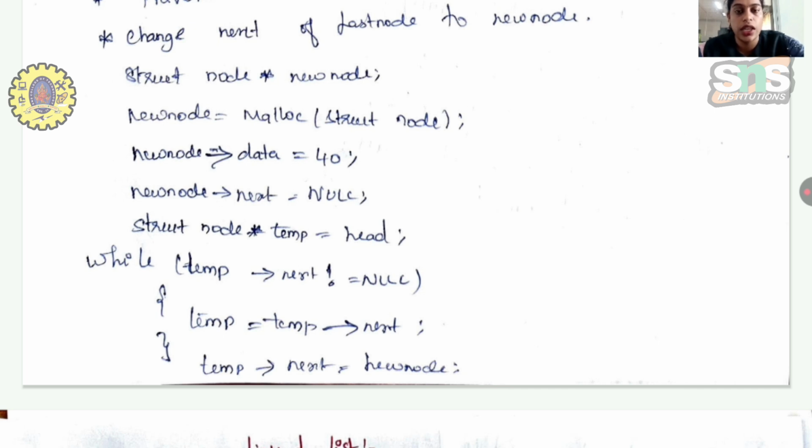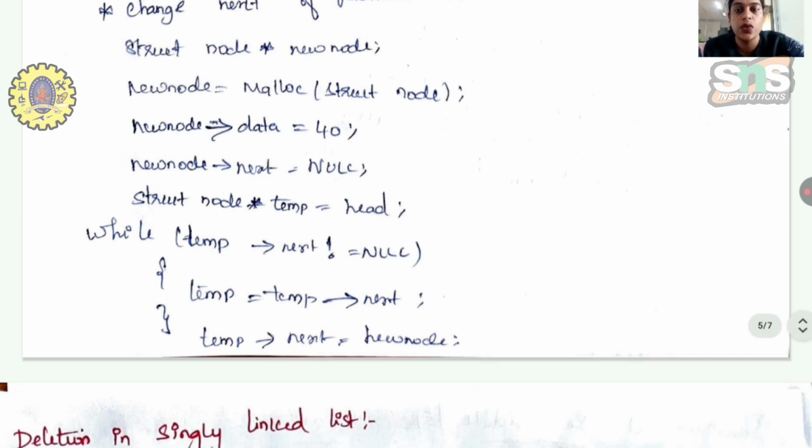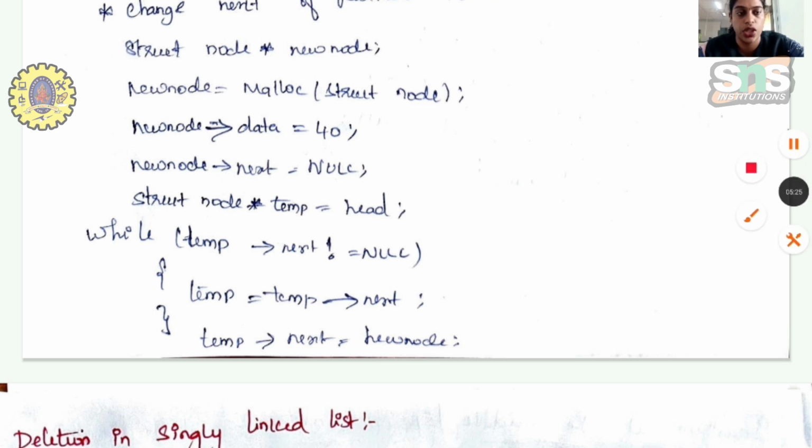But in insertion at a specific position, we have to traverse from the first node and find the position where we want to insert the new node, and we have to change some pointers there according to the place where we are positioning it. Okay, thank you for this video. We will see insertion at a specific position in the next video. Thank you.